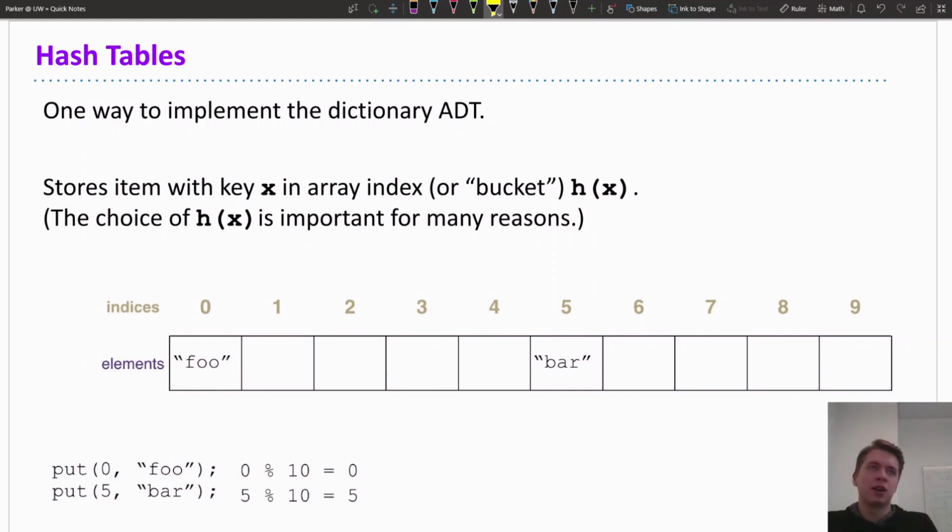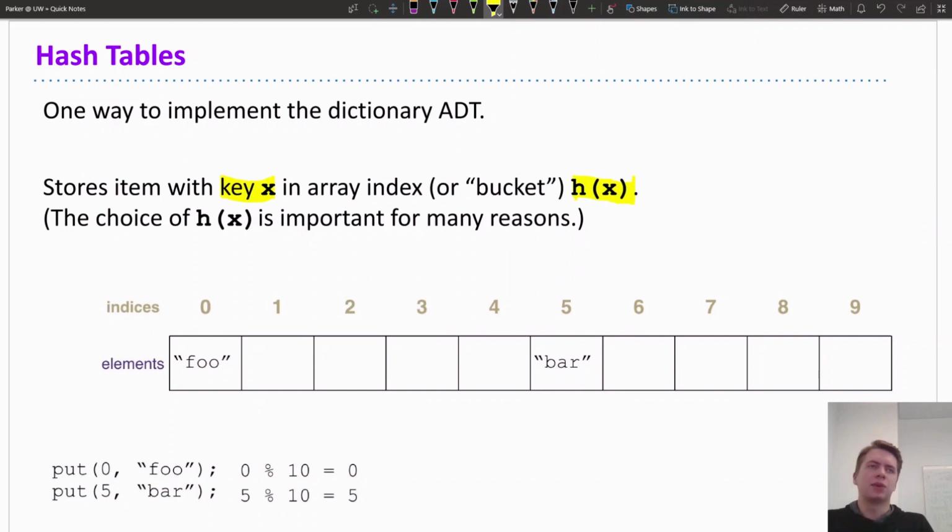How do we do this? Well, we can use an underlying array where we map a key x to a particular array index or bucket using a hash function. And as we'll see in a little bit, the choice of our hash function is important for many reasons, such as guaranteeing an average constant lookup time.